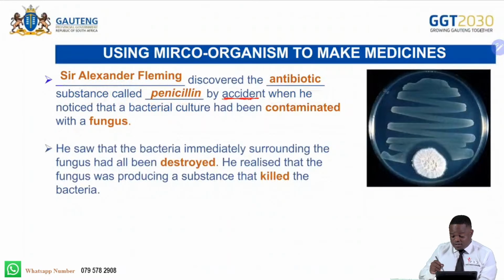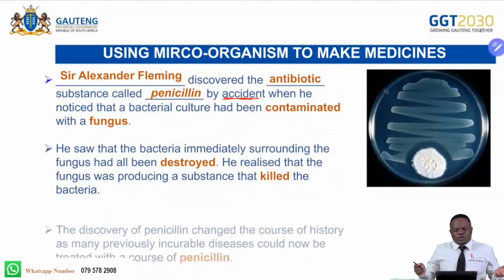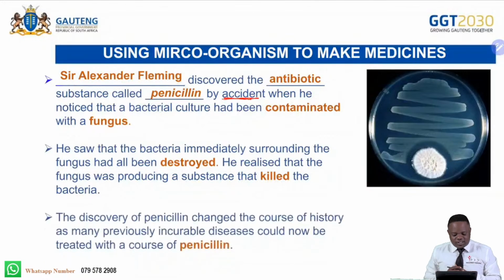Do you get it? So when he realized that this substance kills the bacteria, that's when he developed the idea of making penicillin, which we are saying is a powerful antibiotic that destroys bacterial diseases. So what importance was that to us and to the rest of the world? The discovery of penicillin changed the course of history. How did it change it?